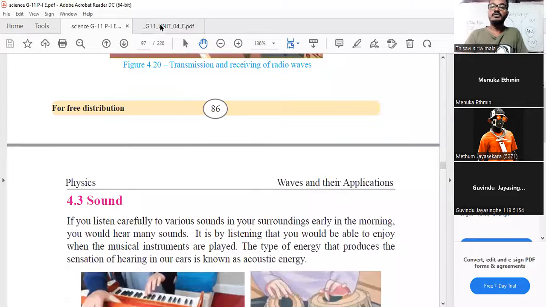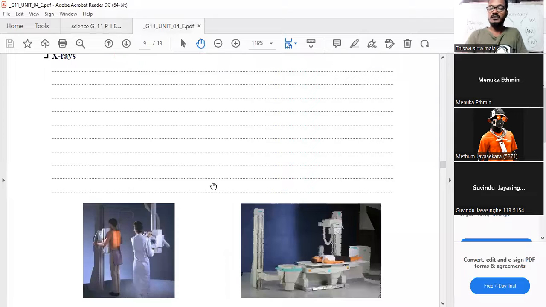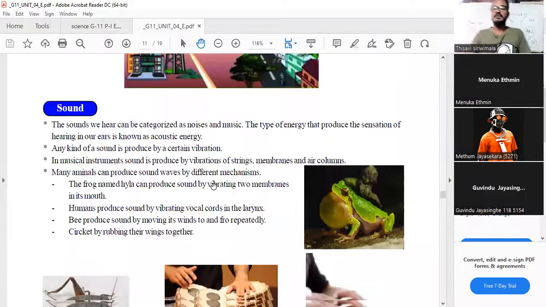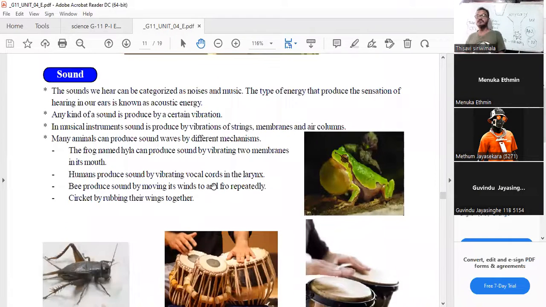Then we go to the next section, sound. Now we can hear different types of sounds. The sounds are originated by some kind of vibration. If there is a sound, there should have been a vibration, but every vibration will not produce a sound. The sound we hear can be categorized as noises and music. The type of energy that produces the sensation of hearing in our ears is known as acoustic energy, and because of the energy carried by the sound waves, our eardrum vibrates and we get the sense of hearing.